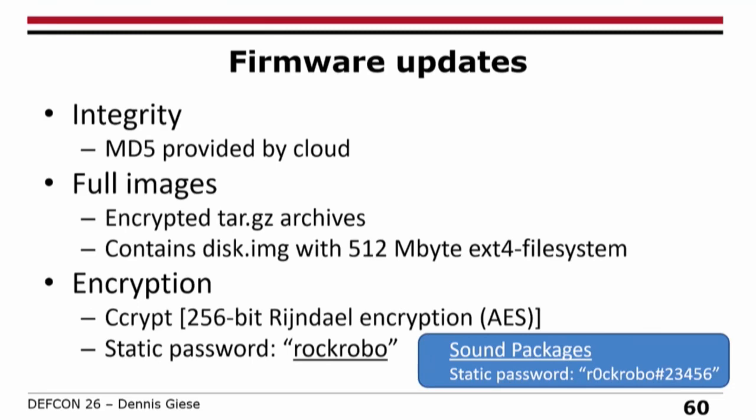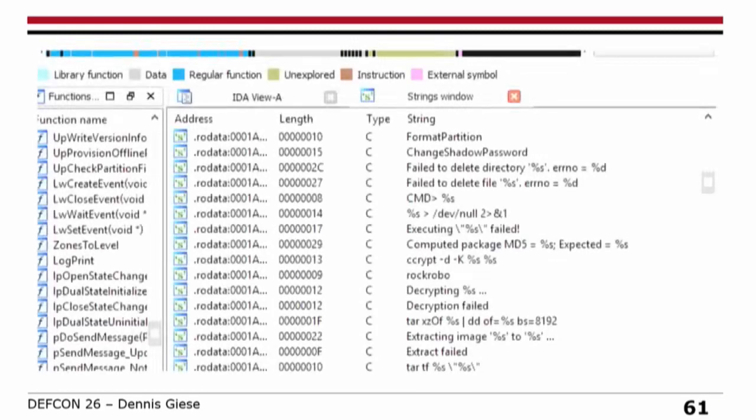How can you figure that out? How do you find this kind of password? Well, if you reverse engineer the binaries and just take a look at the strings, then you find something like that: ccrypt, and then next to that some other string. When we were looking at this kind of binary last year, we first thought this is the hostname, because the hostname is also rockrobo. Later, after we figured out the password for the sound files, we realized it's actually the password rockrobo for the firmware. We couldn't believe it at first. It was totally weird.